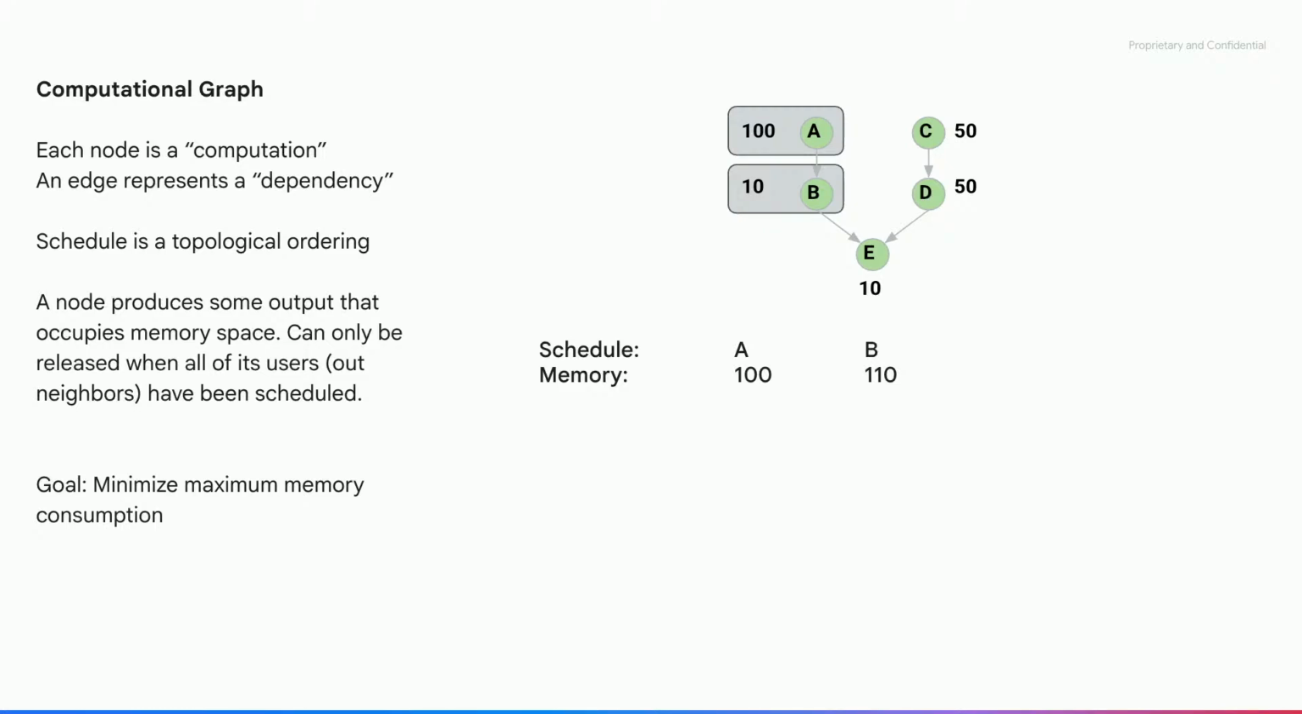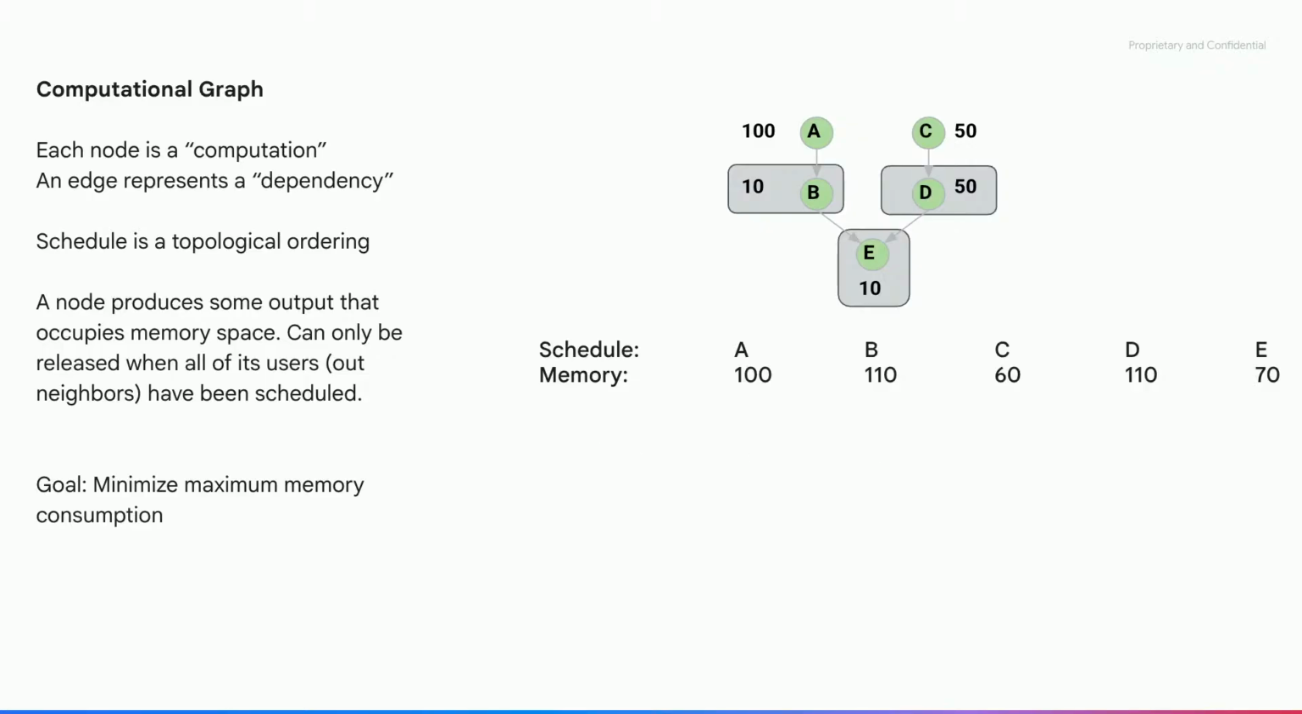Once you're done with B, A has no more users, so you can release A, so A goes away. So now your memory is only 10 for now. Then you do C, so that's 60. Then you do D, so you need 50 more, so that's 110. Then you do E, but now you can let go of the C, right? So now you need 70 memory. Okay, so that's how the memory model is.